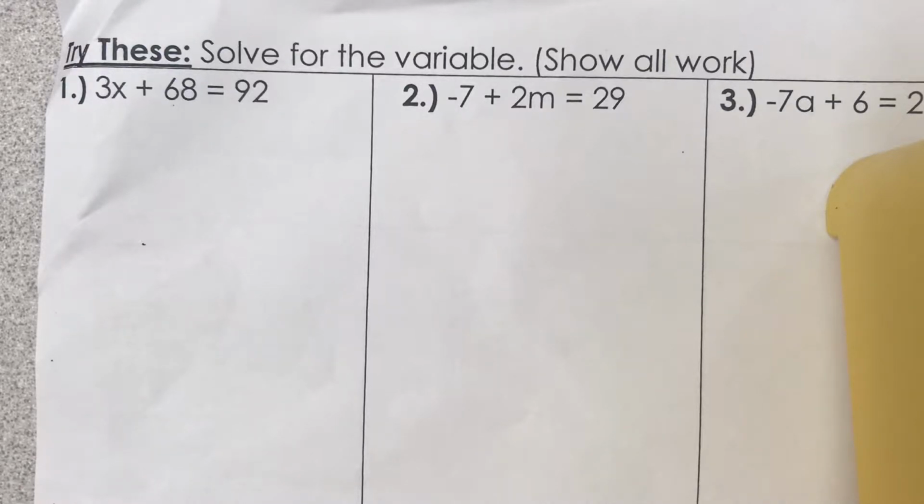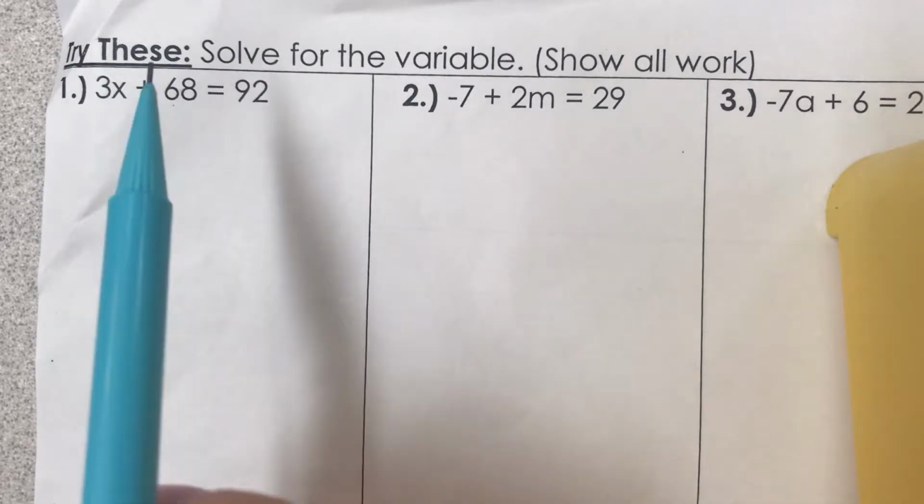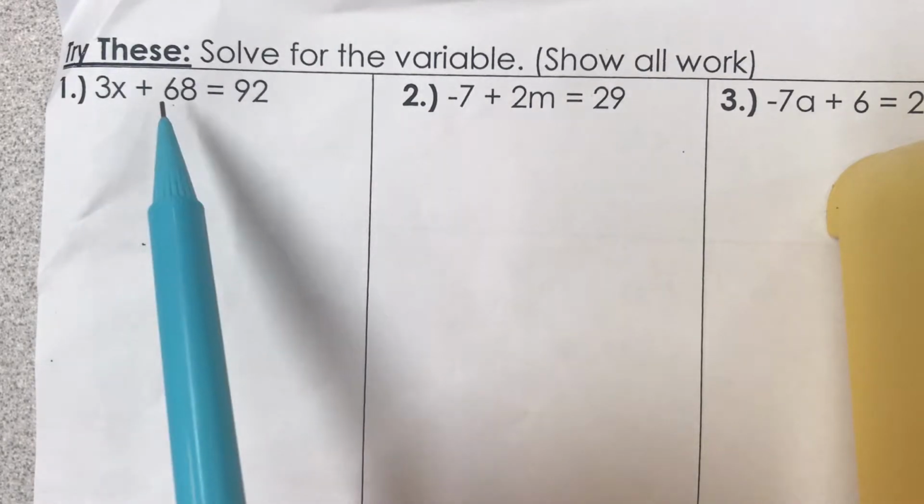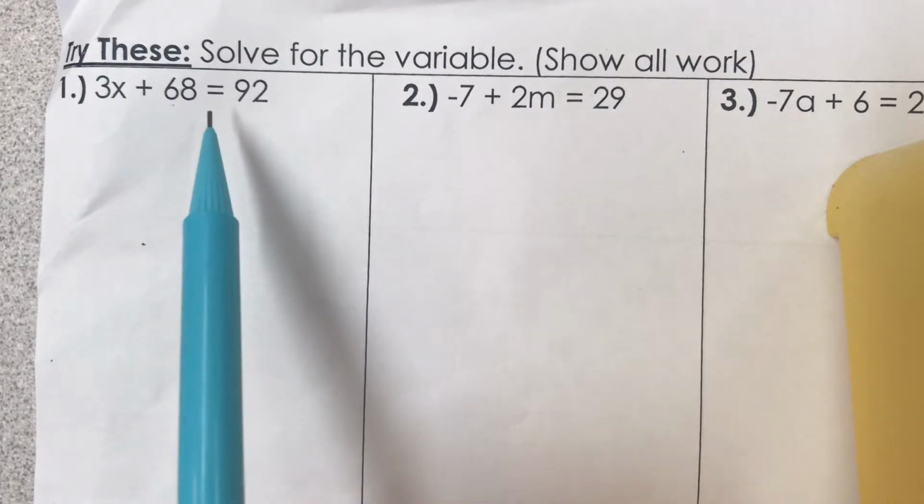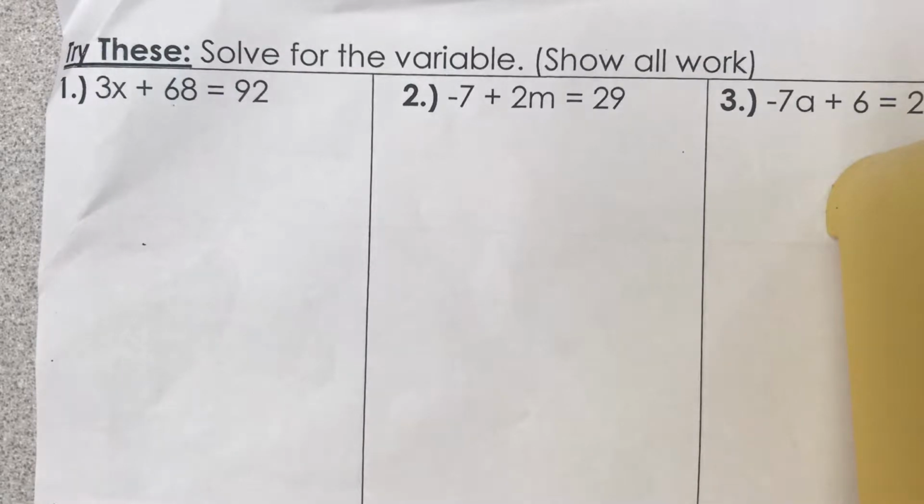I'm going to go over last night's homework, 1 through 5. I want you to make sure that you have the correct answers. First problem, I have 3x plus 68 equals 92.